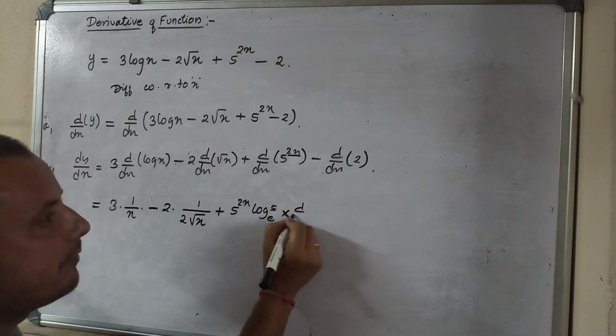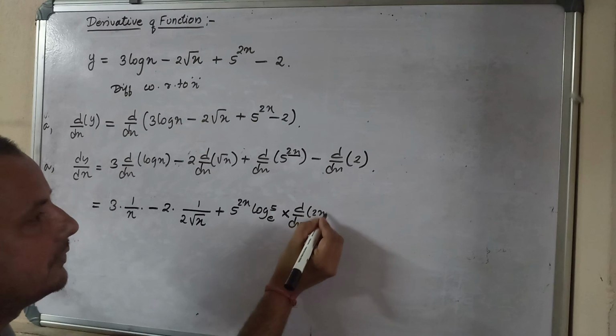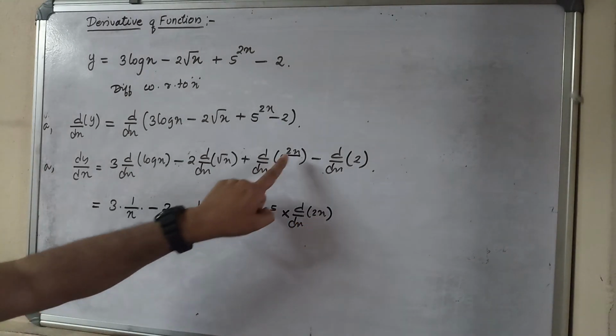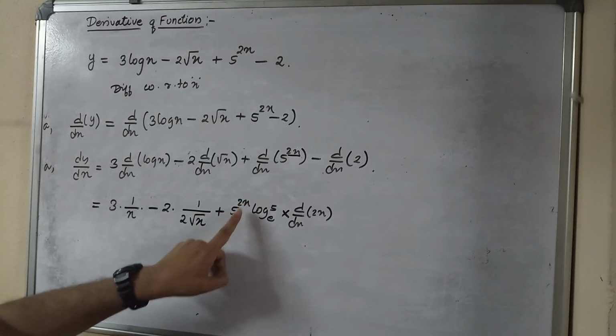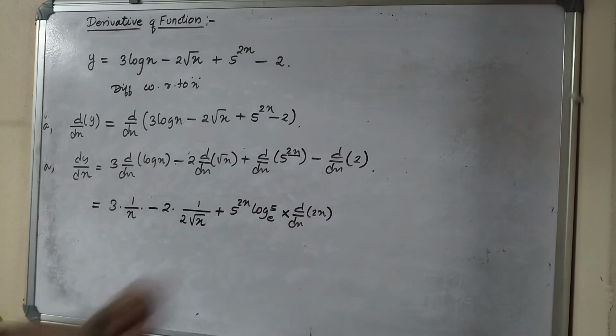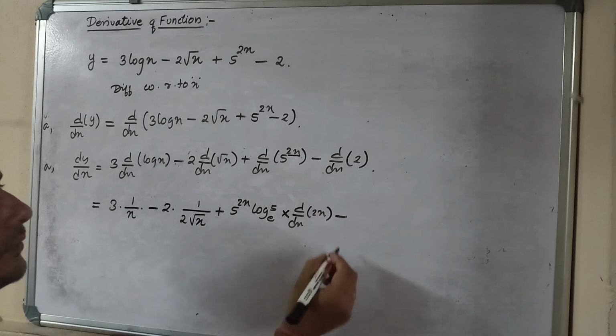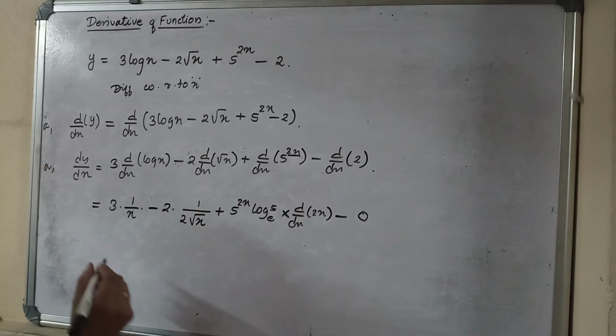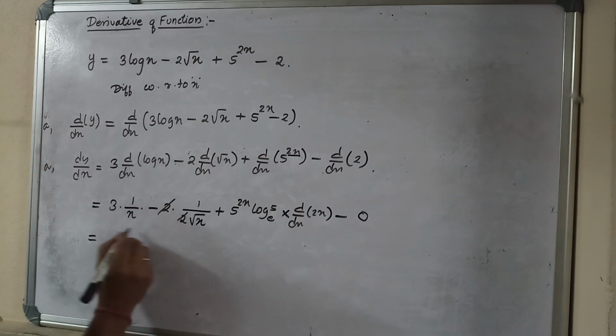Then dy/dx of 2x also you have to differentiate. First, 5 to the power 2x. The derivative of 5 to the power 2x is 5 to the power 2x log 5 to the base e. Again, the power function also you have to differentiate. Minus dy/dx of 2 is 0, it's a constant. Now then 2 gets cancelled.